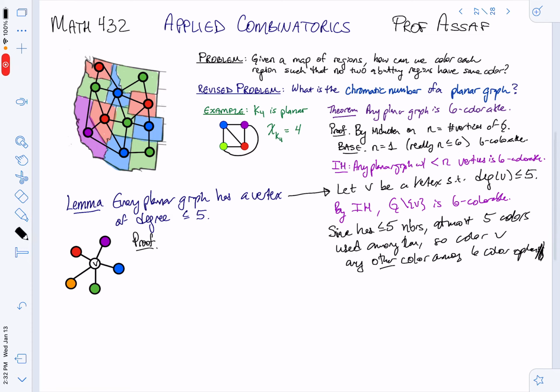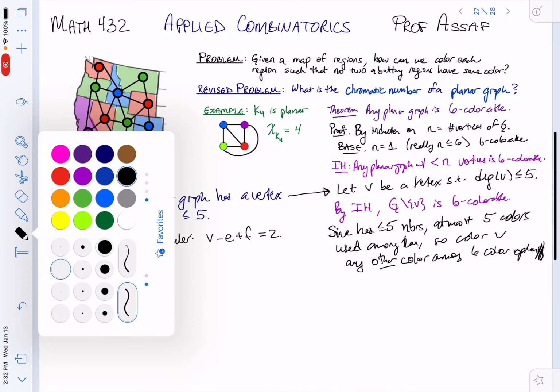Okay, we've reduced the problem. How are we going to prove the lemma? Well, notice that in our theorem, we actually didn't use the fact that G was planar anywhere, except in this lemma. This lemma relies on the graph being planar. So what do we know about planar graphs that might help us prove this lemma? Well, we know from Euler's theorem that the number of vertices minus the number of edges plus the number of faces is equal to 2.